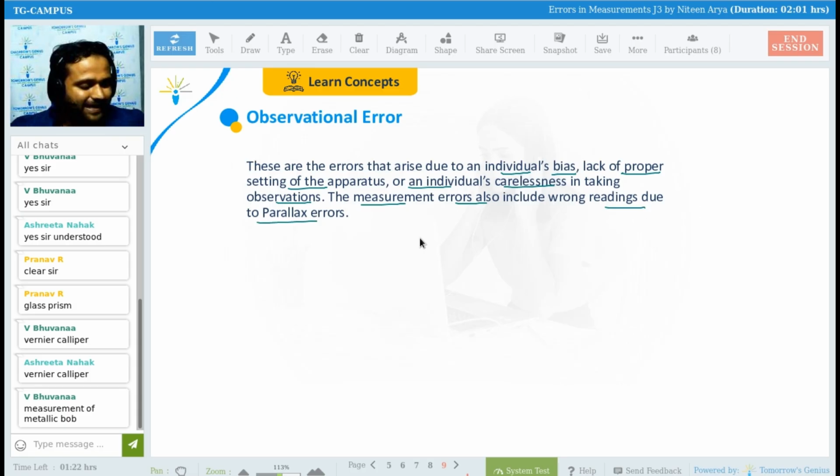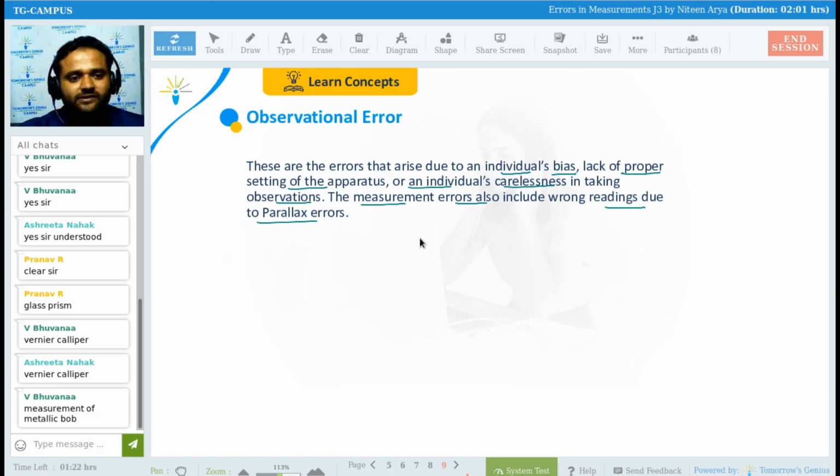What is a parallax error? In the last class, we talked about the parallax method, to find moving objects with one theta, B, and A. If you are not finding something accurately or correctly, due to things like the apparatus, individual carelessness, or the length or angle, basically if you are not observing with proper care, that error is known as observational error. Clear?